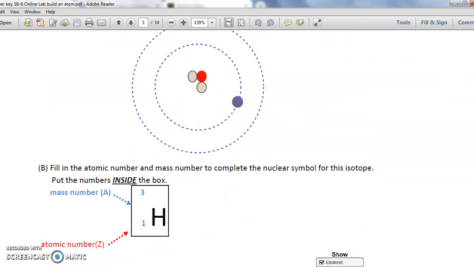So now how many particles do I have in the nucleus? 1, 2, 3. There they are. Now, how many electrons do I have? Still 1. Or how many protons do I have? Excuse me. Still 1. 1 proton, so my atomic number remains 1. And if it wasn't 1, then I couldn't have the symbol H here for hydrogen.